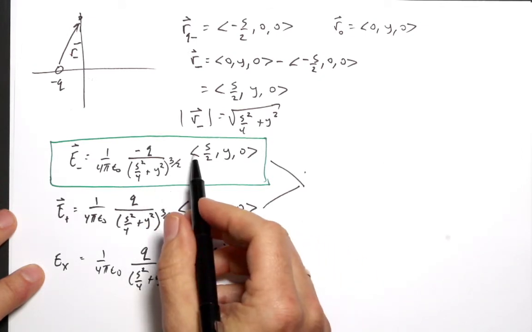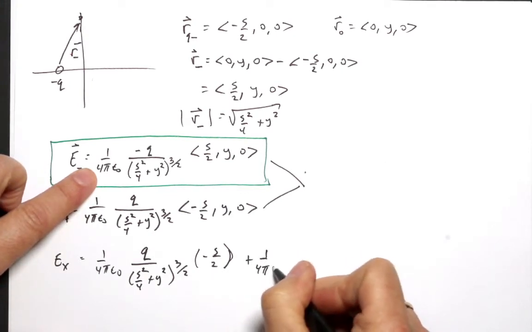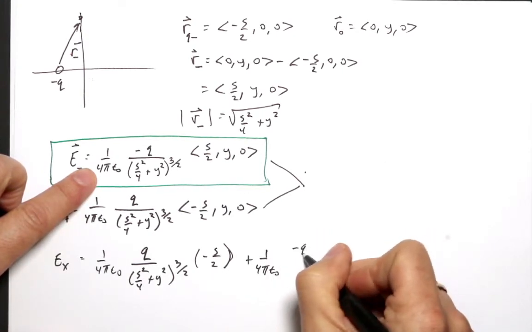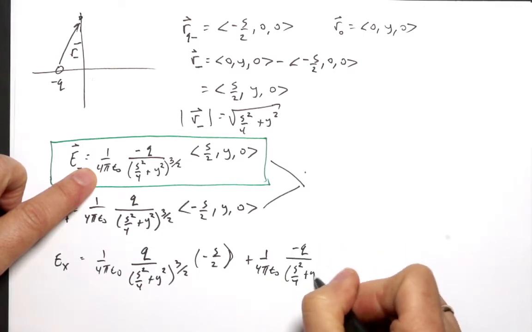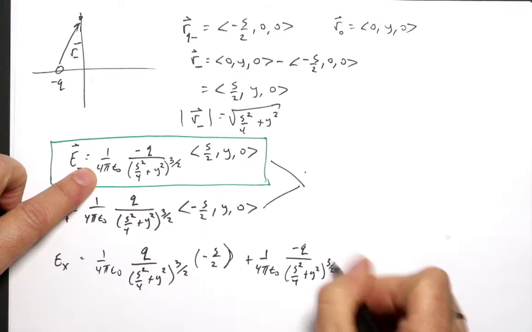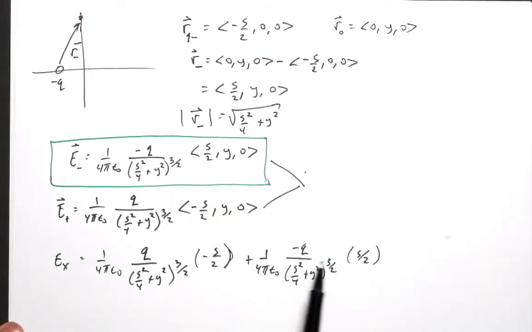Then I have to add in this one, which is going to be plus 1 over 4 pi epsilon naught, negative q over s squared over 4 plus y squared to the 3/2, times s over 2. And you'll notice here that this is the same as this, because I have the negative sign right there. Here I have the negative sign right there.